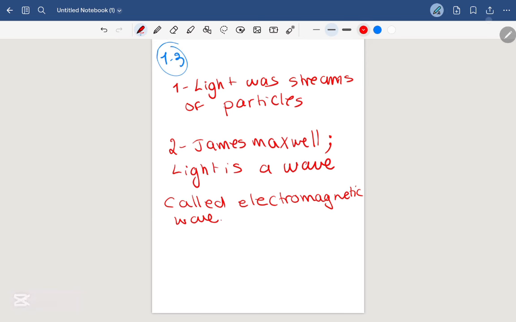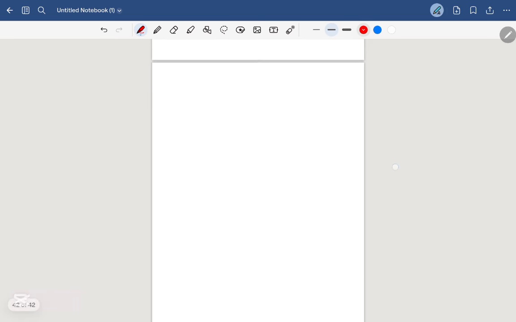Perfect. So now we're going to stop here. We're going to leave this page and we will come back after. Okay? Let us do a quick definition of electromagnetic radiation.